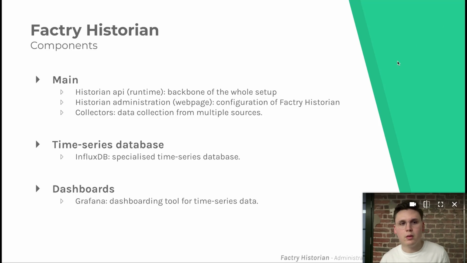Factory Historian uses different components to ensure data collection and has a specific architecture to do that. Let's have a look. So the different components. First off, the main components. We have the Historian API, which is the runtime, which is the backbone of the whole setup.